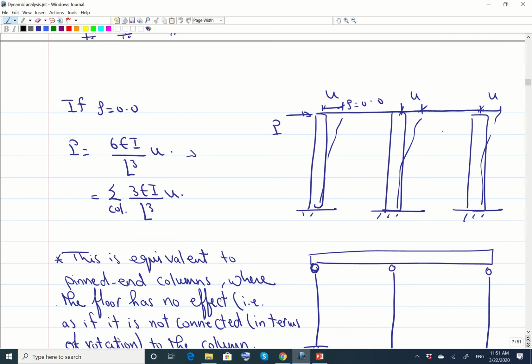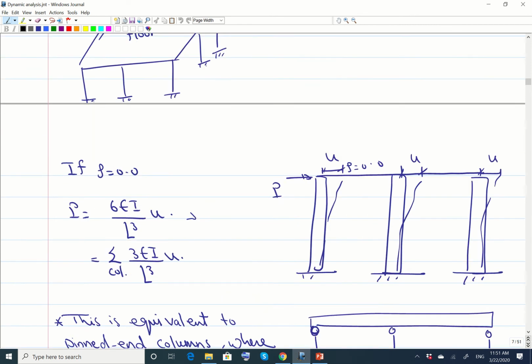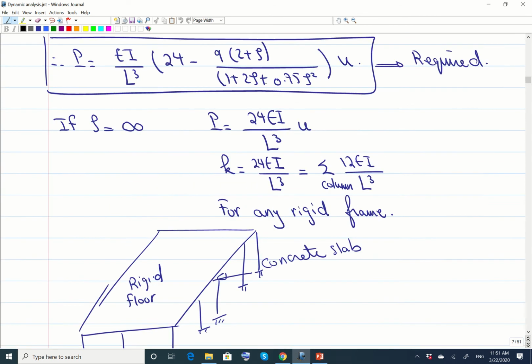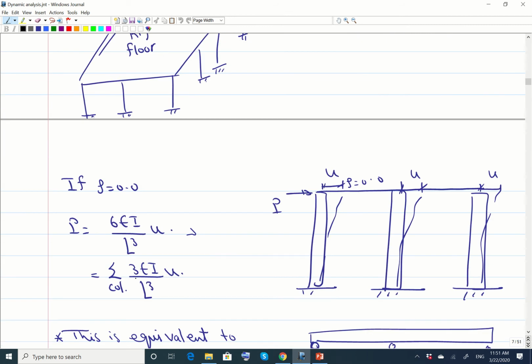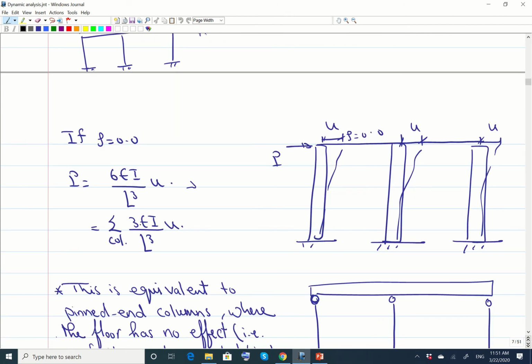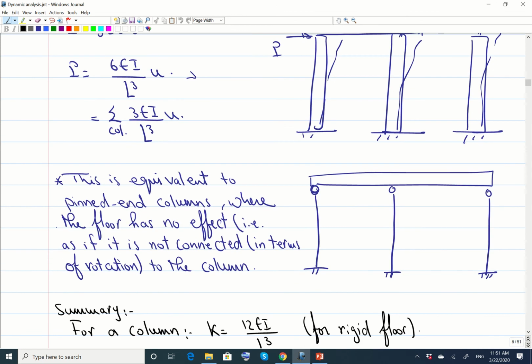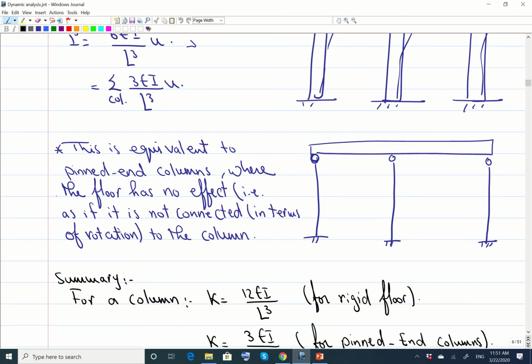On the other hand, if rho is so small, that means that there is no interaction between the slab or the floor over here and the columns. If you substitute rho equals 0, you're going to end up with 6 EI divided by L cubed for the two columns. That means you have 3 EI divided by L cubed for each column. That's K. And this is equivalent to having a pinned column, where there is no interaction with the floor or the roof or the slab over here.